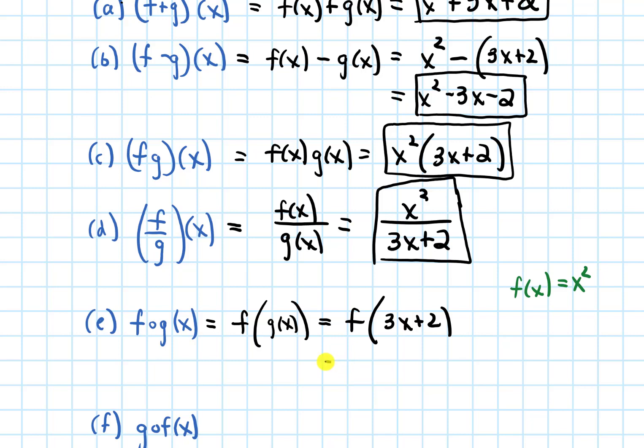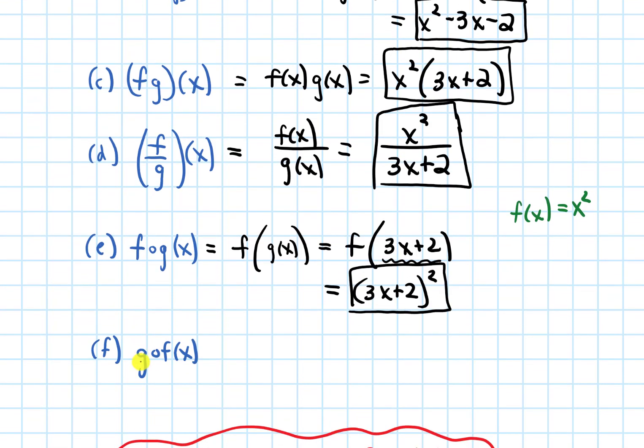All right, so whatever's in the parentheses, in this case it's 3x plus 2, that's what I've got to plug into my formula for f of x, where my variable x is. So that'll be 3x plus 2 squared. All right, so that's our composition here.